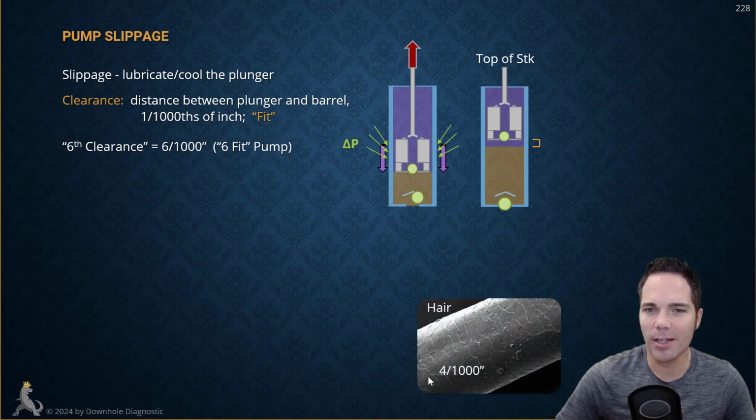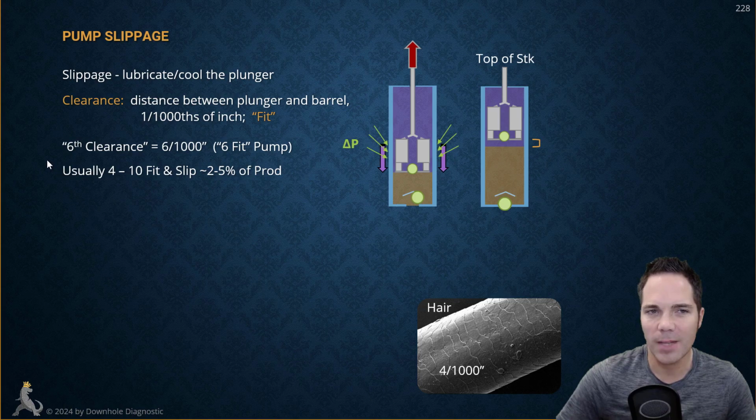A human hair is about 4/1000ths of an inch in diameter. So if you had a 6-fit pump, you could take a bunch of human hairs and put them right in there between the plunger and the barrel, and there would still be a little bit of room left. Usually when it comes to pump clearance and designing your pump, you have a 4 to 10 fit, and you try to slip approximately 2 to 5% of the production rate, but that's completely dependent on the design.